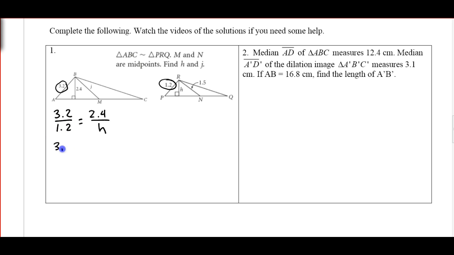So we've got 3.2 H is equal to 1.2 times 2.4, and 1.2 times 2.4 is 2.88. We're going to divide both sides by 3.2, and we end up with H is equal to 0.9.